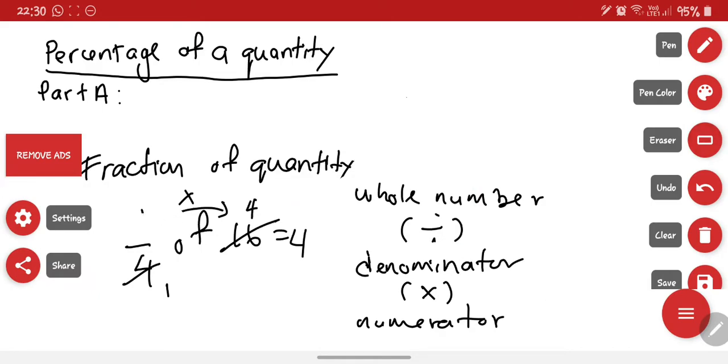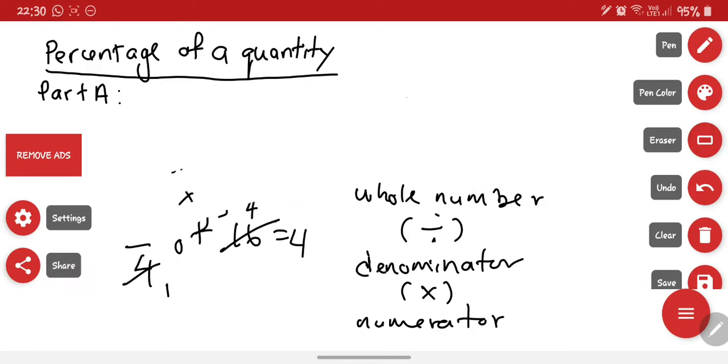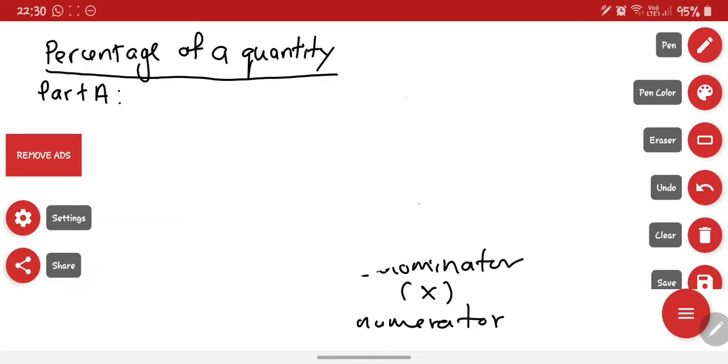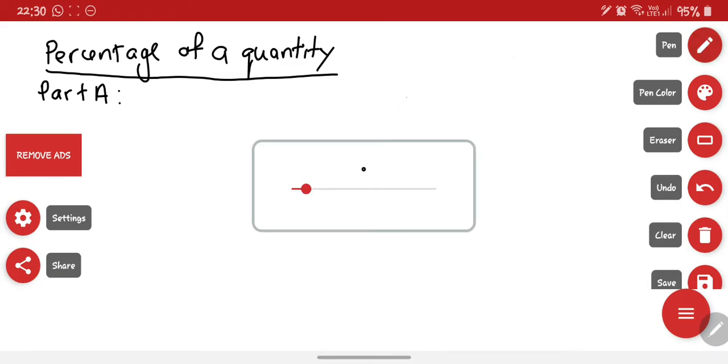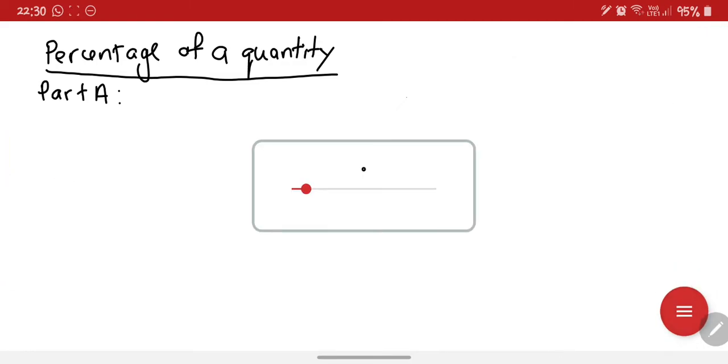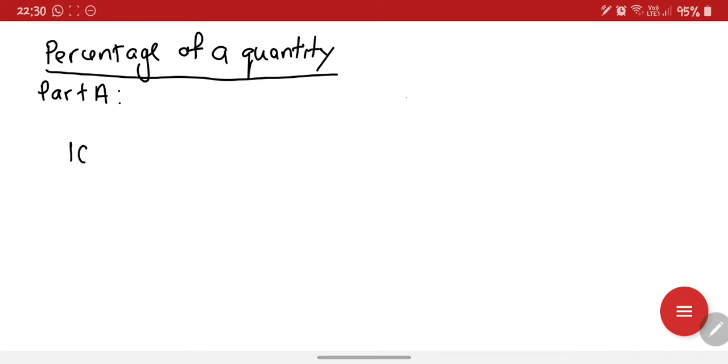So this is basically the recap, the revision of what we learned last week, and this week we are going to use it again. The difference is we're using it in percentage. Now, percentage of a quantity. You have to know first that 10% is actually 10 out of 100.